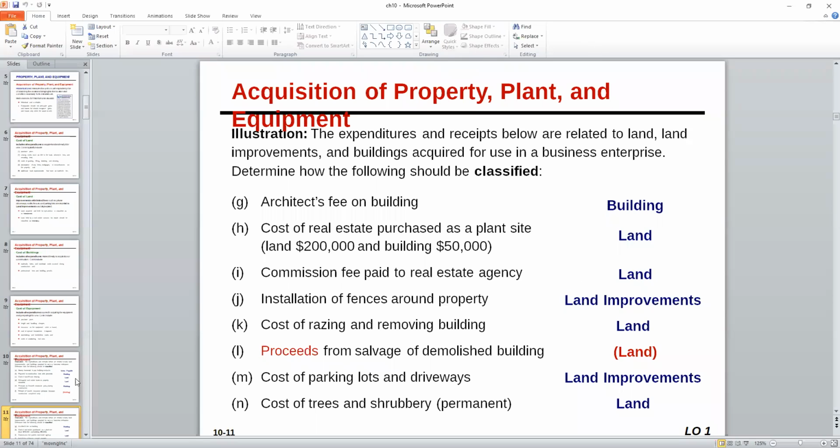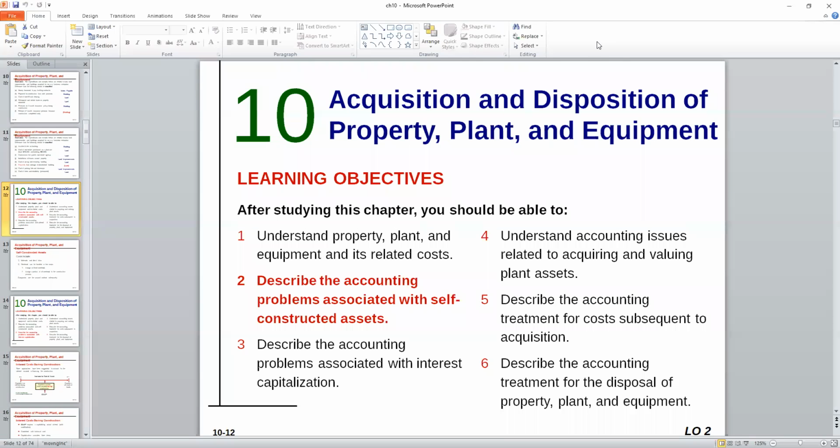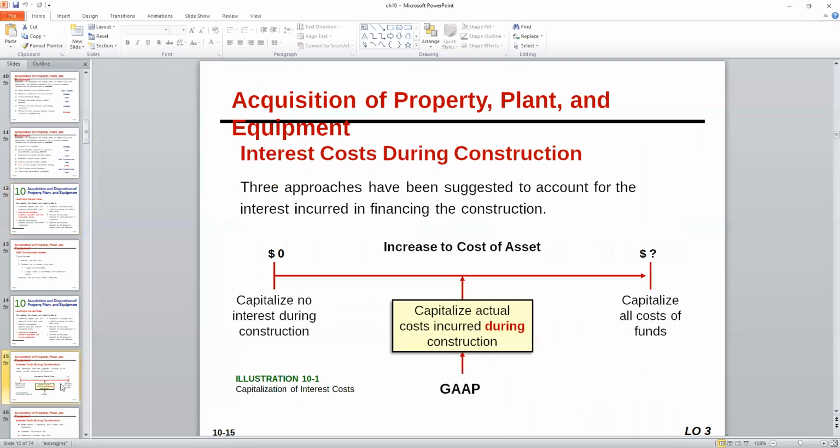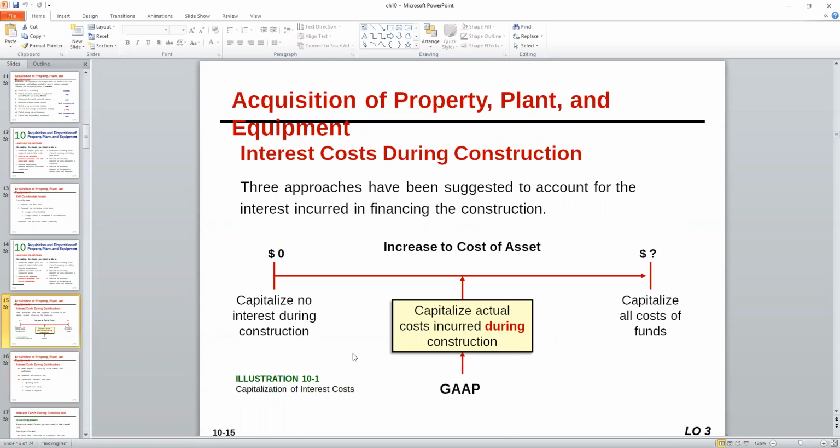And here's some more of the same. So let's look at the accounting issues related to self-constructed assets. One of the problems is interest cost during construction. Three approaches have been suggested to account for the interest incurred in financing the construction: capitalize no interest during construction, capitalize actual costs incurred during construction, and capitalize all cost of funds.